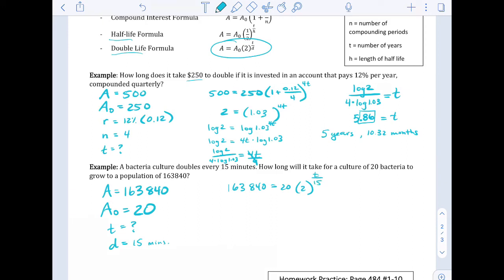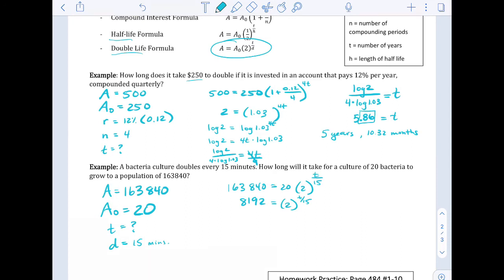So you should be looking at this one here and say, well, it's kind of like the one from before. I'm just going to divide both sides by 20 because that's going to give me just the base and the exponent together. So when I divide both sides by 20, I get 8,192 is equal to 2 to the power of T divided by 15.